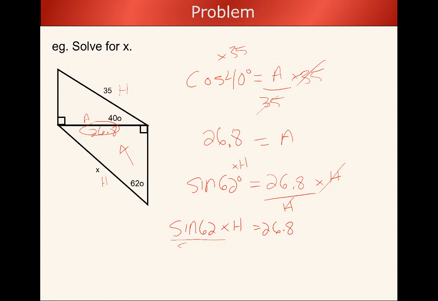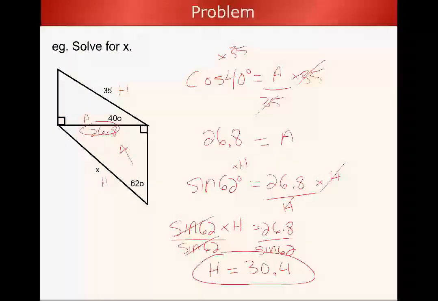Now that still doesn't have it solved for. We got to get rid of the sine 62. So you divide both sides by sine 62. Cancel, cancel, and now I have h equals just 26.8 divided by sine 62, which is 30.4. And it doesn't give us units. That's a side length, not an angle, so it's not degrees. And anyway, that's what it is, 30.4.